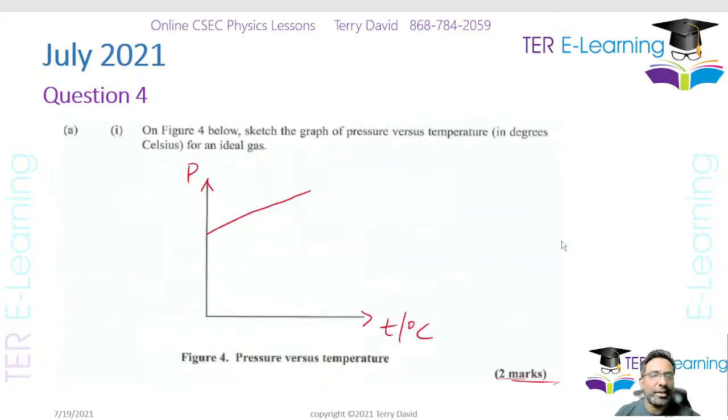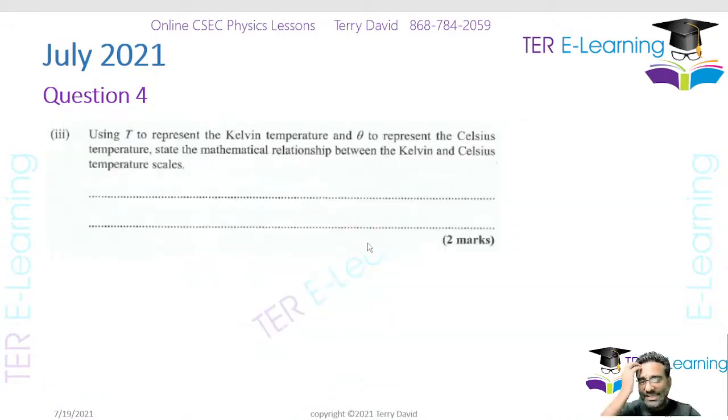I know some of you may have done this, P against T, and they did this. That's wrong. Next part. They said using T to represent the Kelvin temperature and theta to represent the Celsius temperature, write the mathematical relationship. When you have temperatures in degrees Celsius and you want to convert to Kelvin, all we do is add 273. That's all we do. So therefore the formula they want is this: T is equal to theta plus 273. Easy 2 marks here.